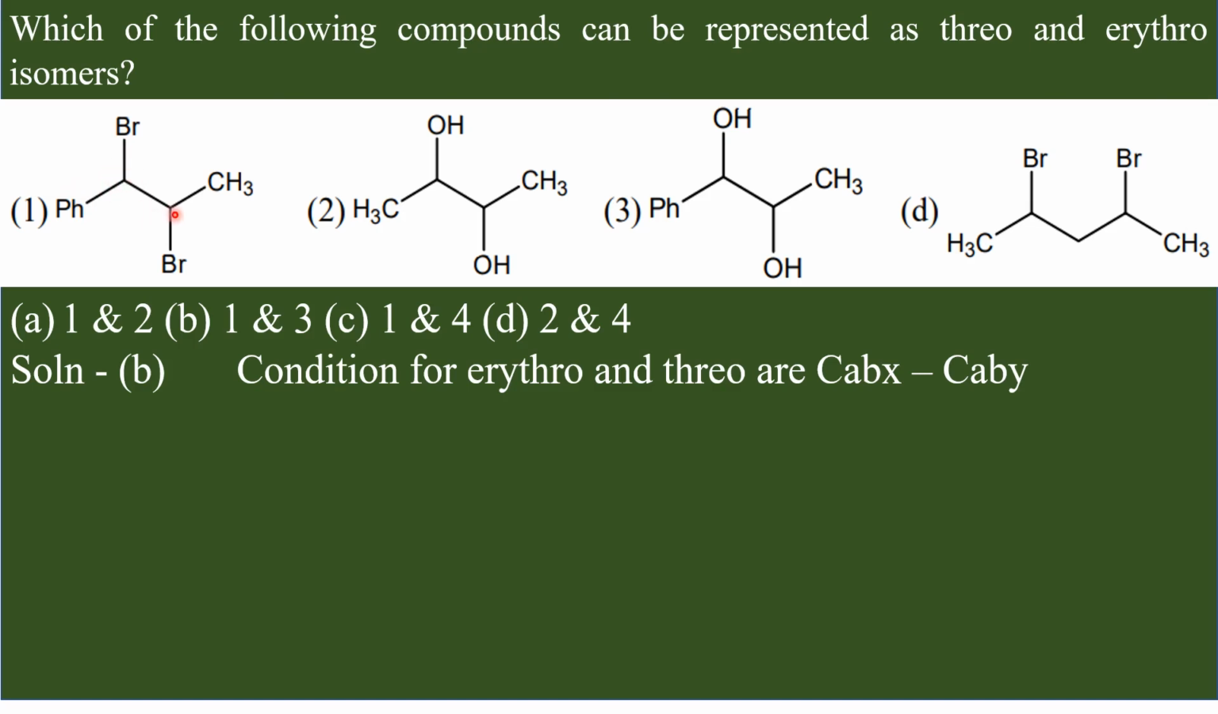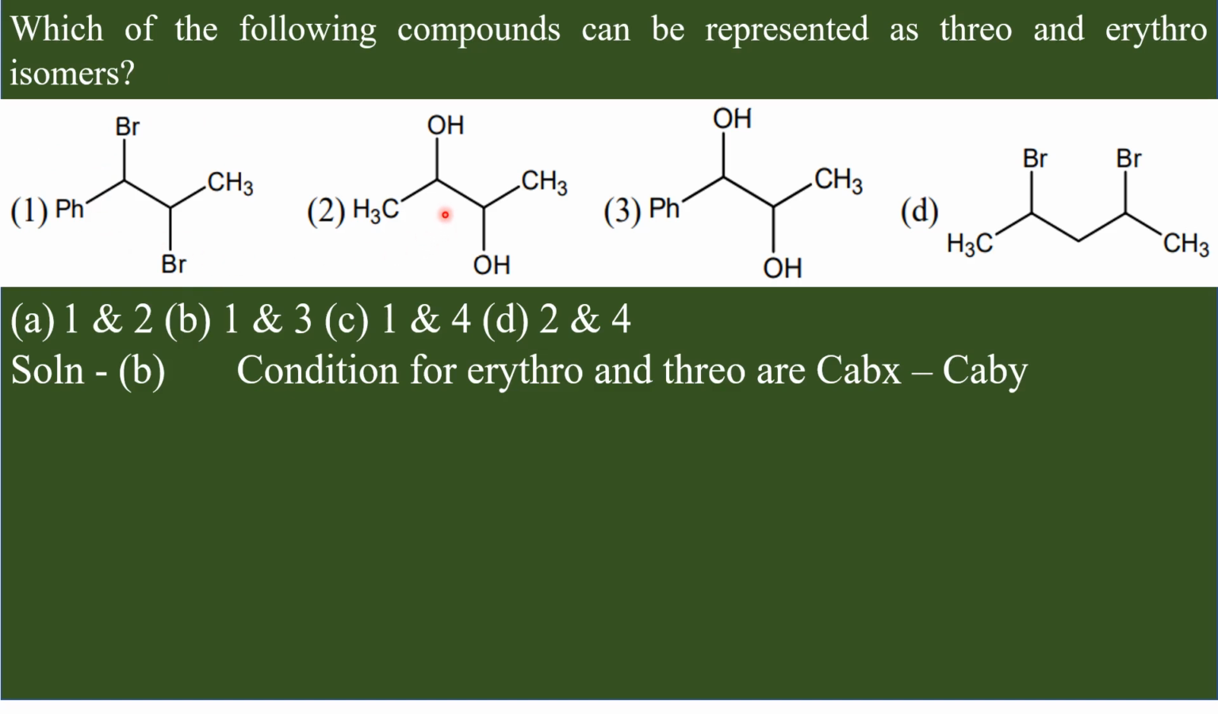And here you have hydrogen, bromine and a methyl. So the three groups here are hydrogen, bromine, phenyl. Here hydrogen, bromine, and the group that is different is phenyl and methyl. Therefore this compound can be assigned erythro-threo notation.